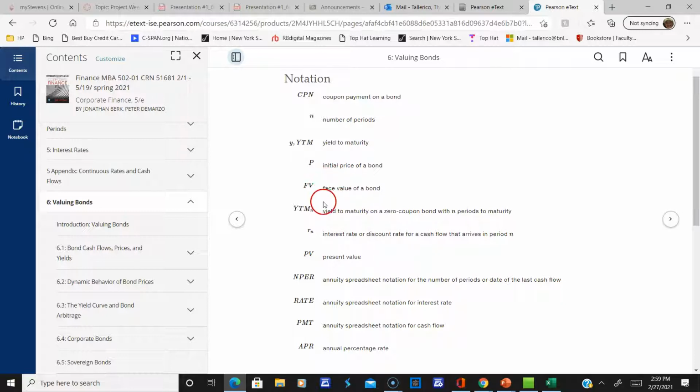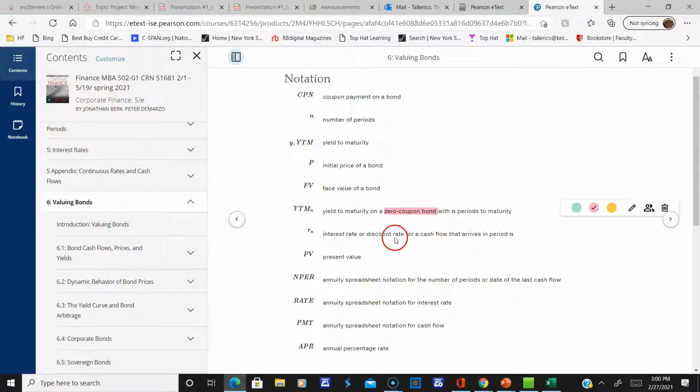All right, so yield to maturity on a zero coupon bond is going to be shown with N periods to maturity. A zero coupon bond is a bond that you buy at a very deep discount, and you get all the money back at the end. You don't get coupon payments every 6 months, thus the name zero coupon. You get no coupons. So you buy it very cheap, and then you get all the money back at once at the end.